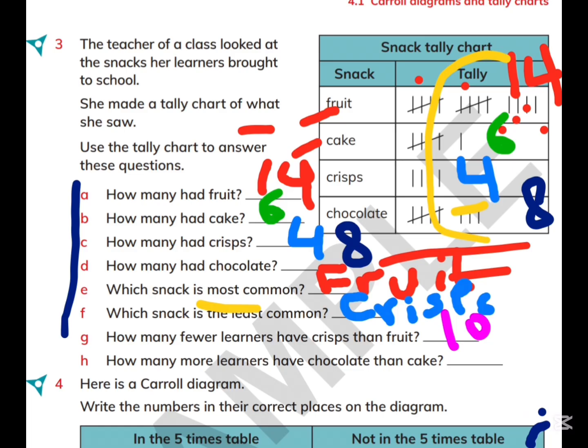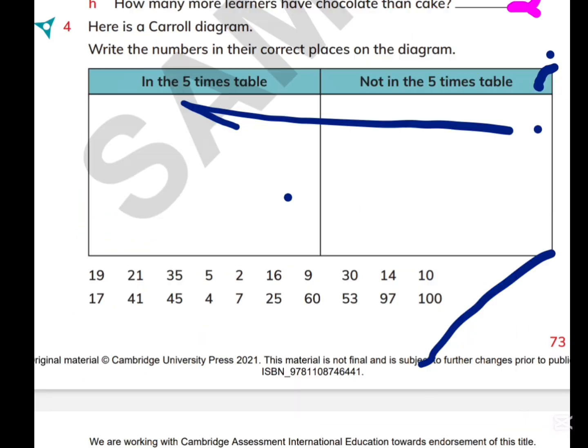Chocolate has 8 and cake has 6. So what is the difference between cake and chocolate? So the difference is 2. So we will write answer 2. All right, done. Okay, now here is a Carroll diagram.